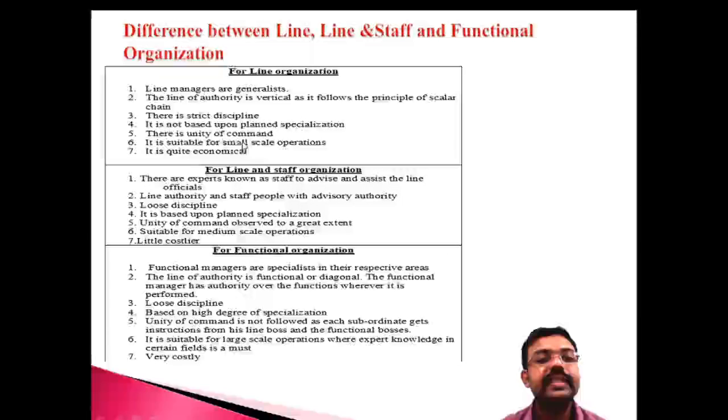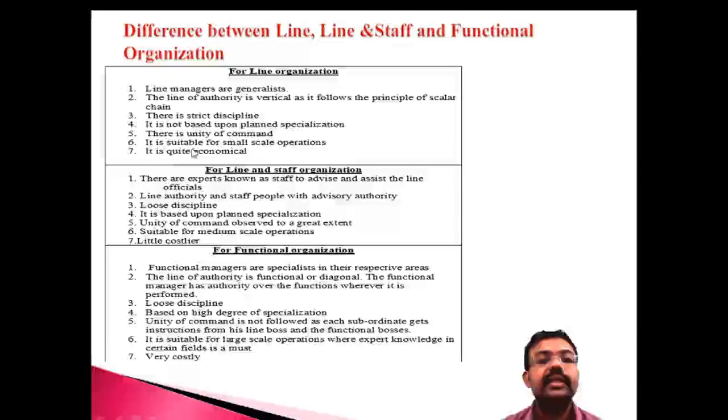Fifth, in the line organization there is unity of command, and it is observed to a great extent. In the line and staff organization too, the unity of command is observed to a great extent. But in the functional organization the unity of command is not followed. Each subordinate gets instructions from his line boss and the functional boss, so there is no unity of command in the functional organization.